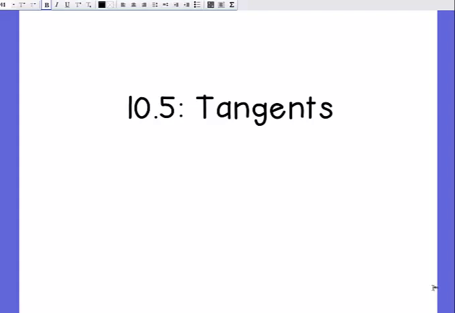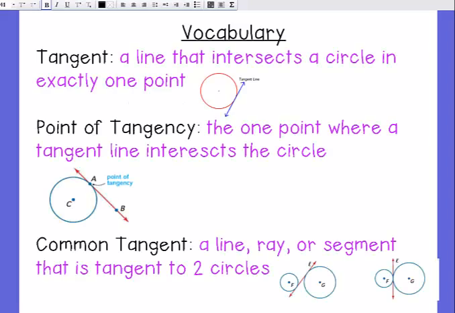Today we're in section 10.5 and we're learning about tangents. So hop on over to your packet and get to your vocabulary section and go to the bottom of the page and you should see tangent. So a tangent is a special type of line. It's going to intersect a circle at exactly one point.